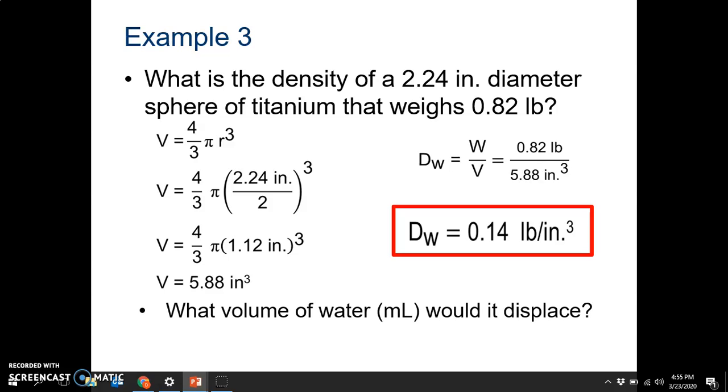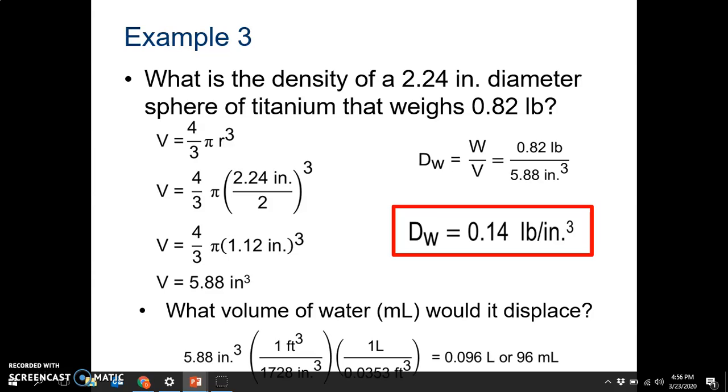Now part 2 of this problem is asking me what volume of water would it displace. So imagine you get this little piece right here and then you put it in a graduated cylinder. You want to know how many more milliliters the water level would increase by. So I'm going to convert this to milliliters. And milliliters, surprisingly, is a volume. So that's okay to be able to do that.